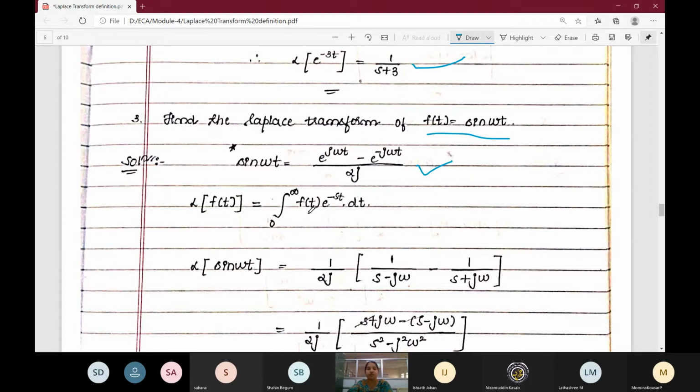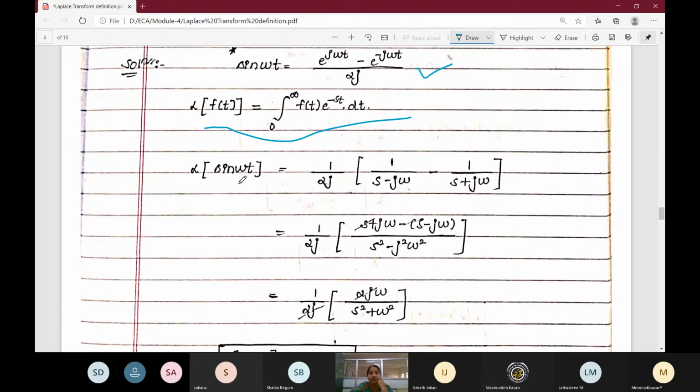So instead of f of t, now I have to write the definition of sine omega t. Next, writing the definition of Laplace, F of s is equal to integral 0 to infinity f of t e power minus st dt. So Laplace transform of sine omega t: 1 by 2j is written outside, then 1 divided by s minus j omega minus 1 divided by s plus j omega.